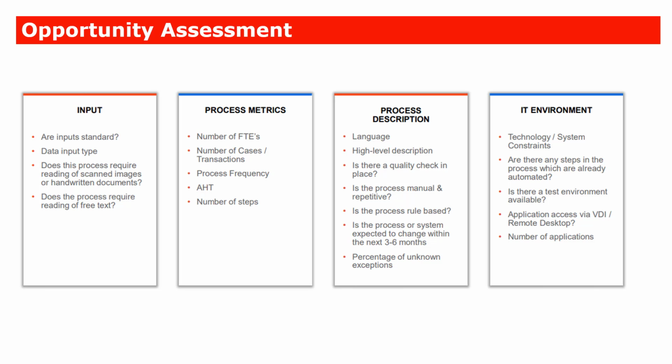So the process metrics will cover how many FTEs, that means full-time employees, are currently supporting or handling this process. What is the number of transactions and cases coming in on a day-to-day basis? How is the process running in production? Is it running monthly? Weekly? Daily? Or 24 by 7? How many cases are coming in on a daily basis?